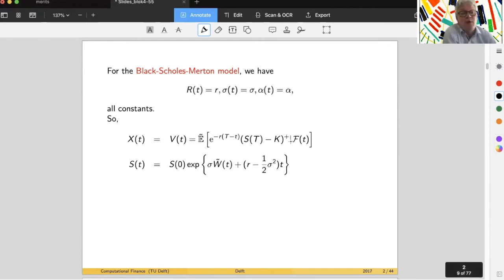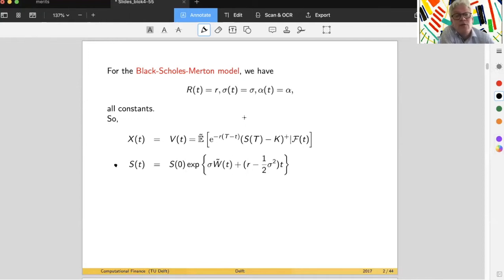The stock price process itself, with these constants that we have here, is then equal to S(t) = S(0) e^(σ(W̃(t) − W̃(0)) + (r − ½σ²)t), where W̃(0) is equal to 0. And with all these values constants, we end up with an easy expression.